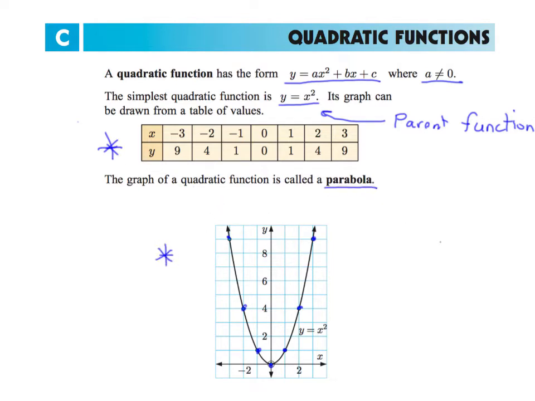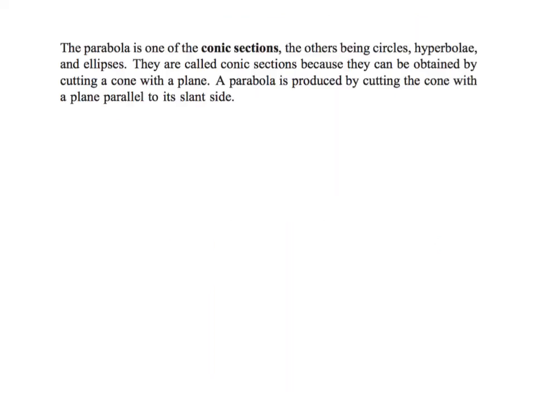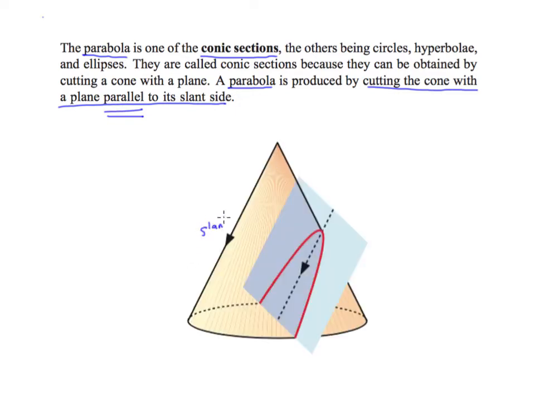The shape of a quadratic function graph is called a parabola, which is another word for U-shape. Parabola is one of the conic section graphs. There are many other conic section graphs, but the first one is the parabola, and a parabola is produced by cutting the cone with a plane parallel to the slant height. So here's the slant side of the cone, and the plane is parallel to it, and that forms a parabola.